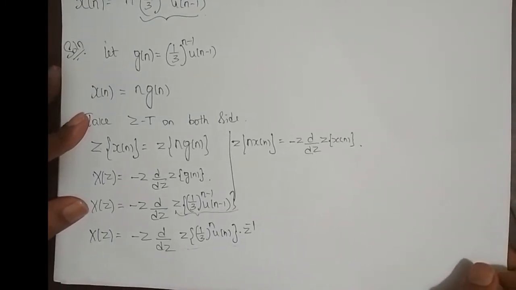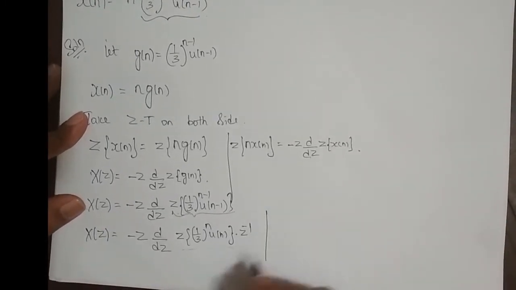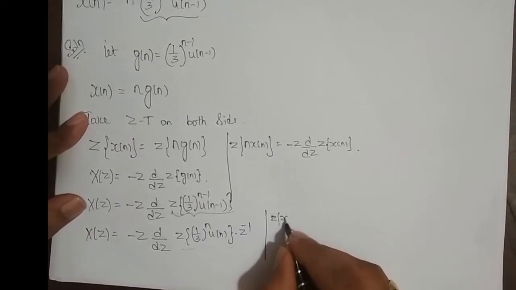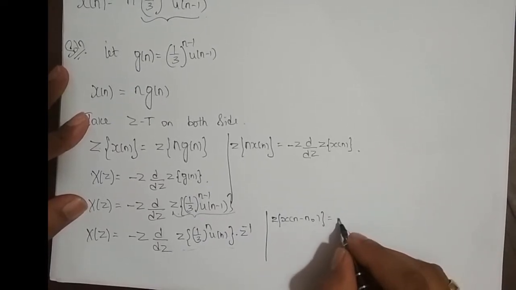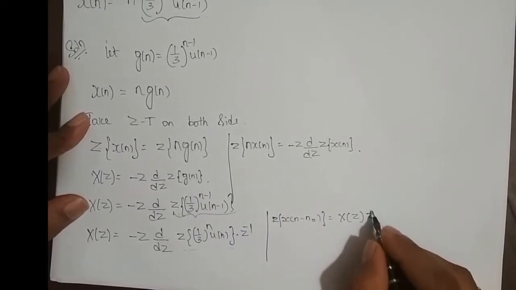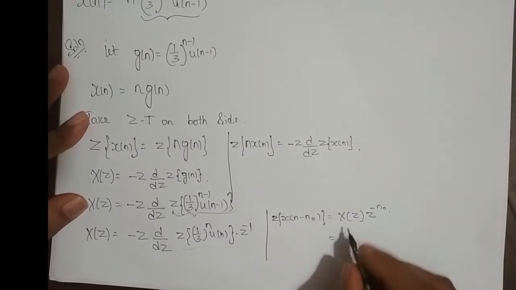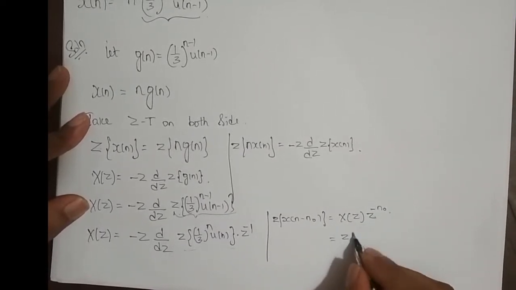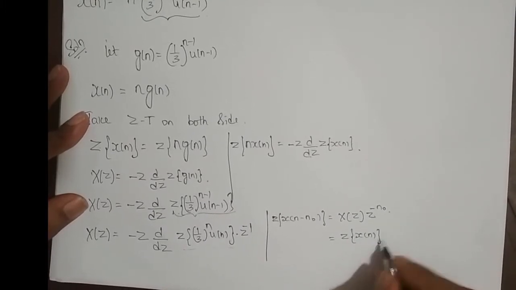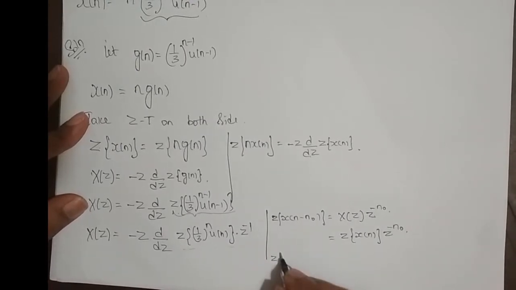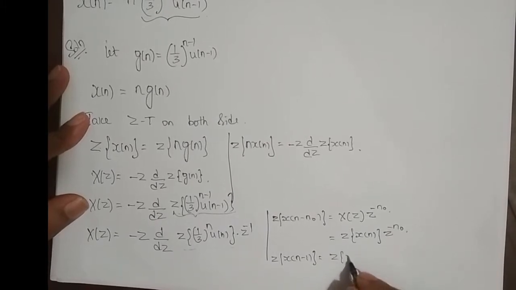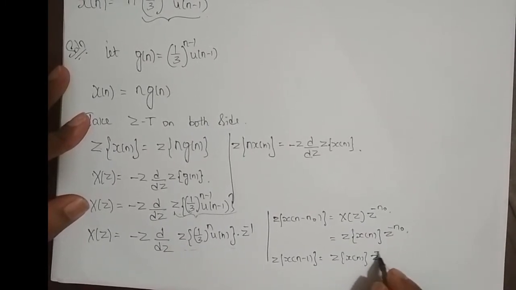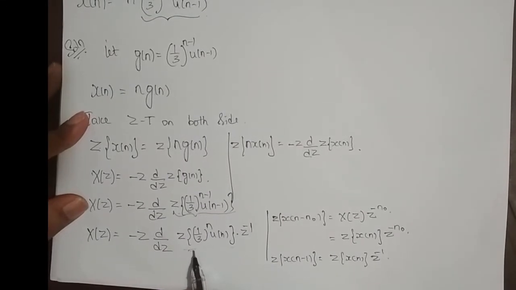So I wrote this part as this. How did I write this? This is because of the time shift property, right? What is the Z transform of x of n minus n naught? It is nothing but x of z into z power minus n naught, right? So this is equal to, instead of writing x of z, I can write it as Z transform of x of n into z power minus n naught. So if this is the case, what is the Z transform of x of n minus 1? This is nothing but Z transform of x of n into z power minus 1, right? So that's what I applied here.